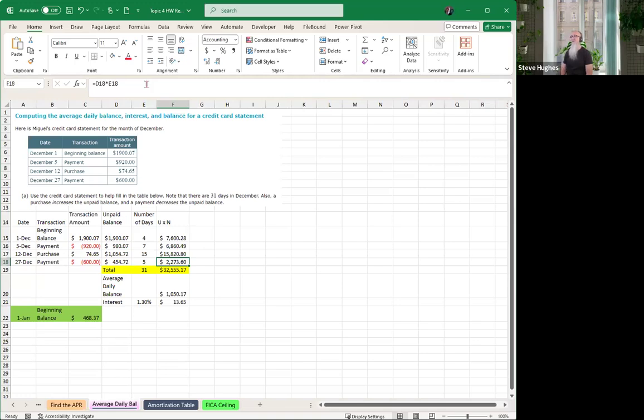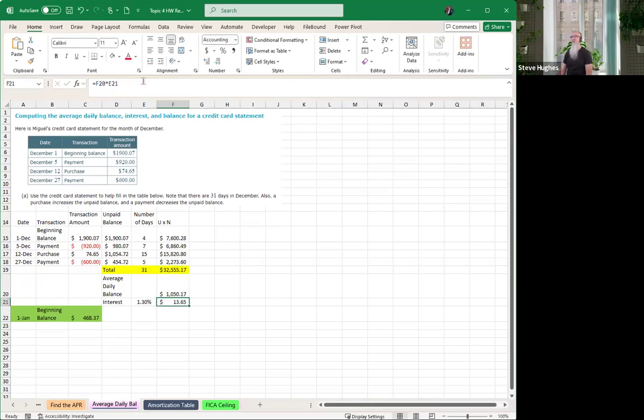And so now we skip down and we have the total for the month. Those 2 days are important. The yellow is important. We have to have the number of days that has to be correct for the month of December. We have to have the total of our U times N. And now we're going to divide those two, that value where that sum is in cell F19, by E19, and that gives us our average daily balance.